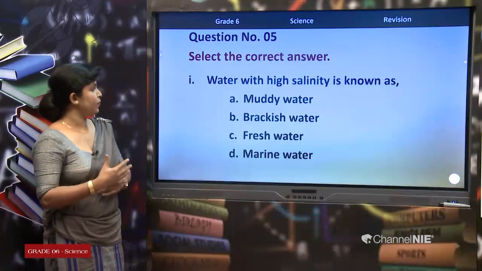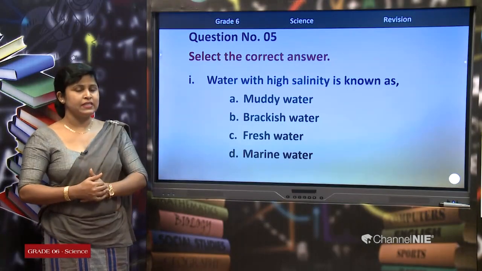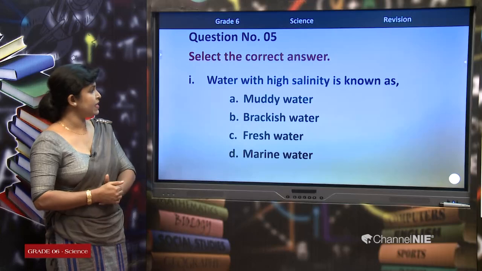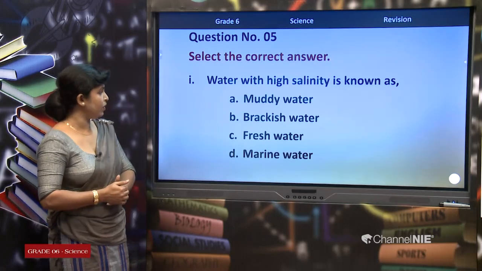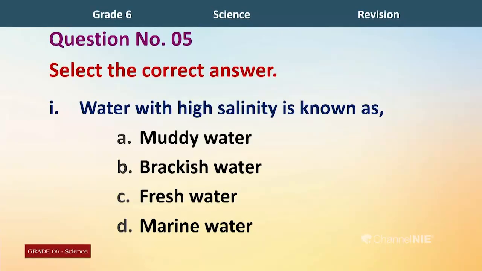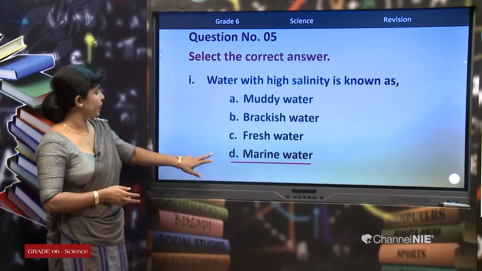According to the salinity, we can categorize water into three groups: fresh water, brackish water, and marine water. Through that, you can identify the answer easily. Water with high salinity is known as muddy water, brackish water, fresh water, or marine water. What is the answer? The answer is marine water.